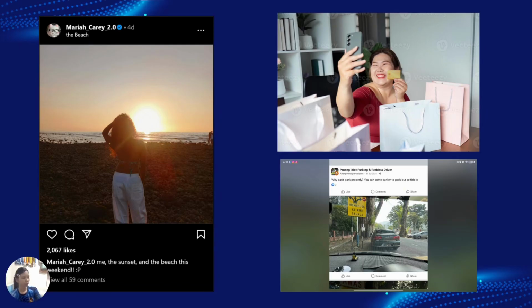And I know that you're aware of the privacy settings. Let's say, for example, in this picture, Maria Carey 2.0 posted her picture on the beach with the caption "Me, the sunset, and the beach this weekend," gaining 2,067 likes. And yet, she is already revealing her location and the fact that she was away from home. It's better to avoid oversharing on social media.